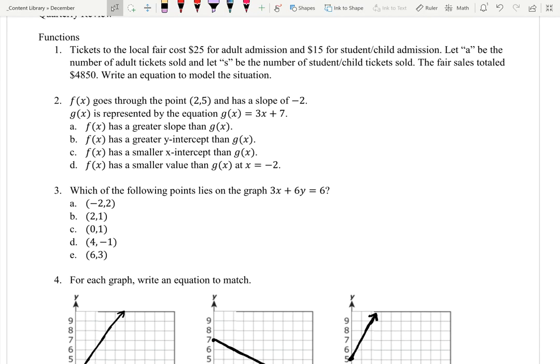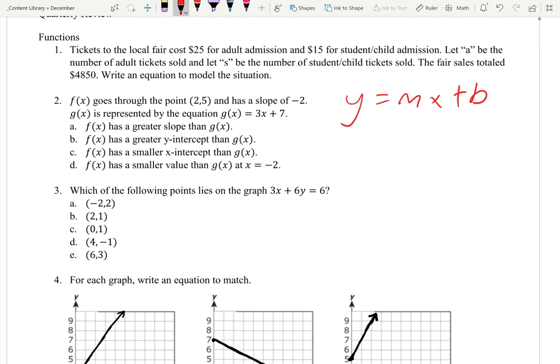Number two, f of x goes through the point (2, 5) and has a slope of -2. g of x is represented by the equation g of x equals 3x plus 7. What would really help us here is if we do what we did recently, which is make an equation for this information, right? Make this f of x an mx plus b. We know y is equal to mx plus b, but this is going to be for f of x. I'm just going to use f of x instead of y. But same idea, right? mx plus b.